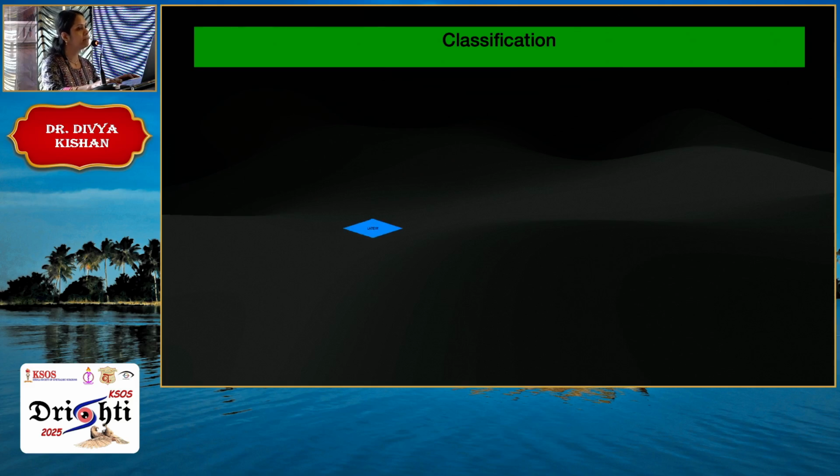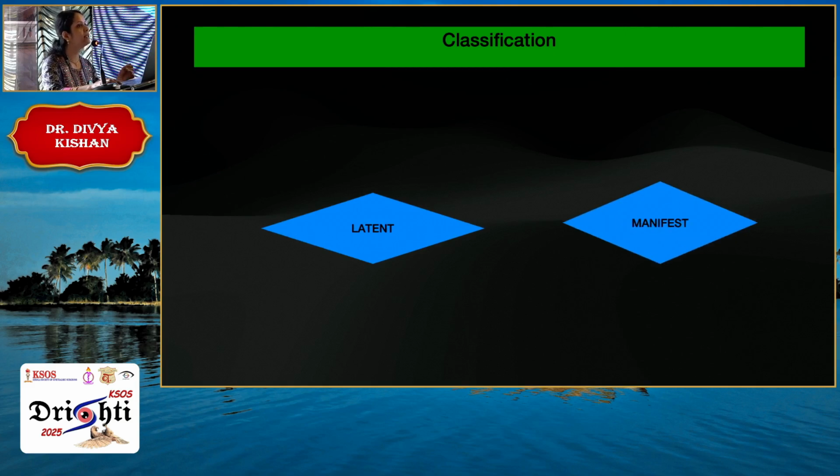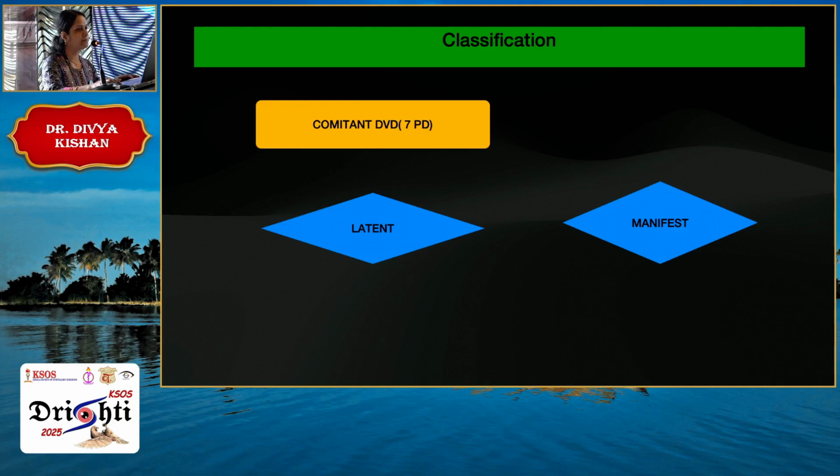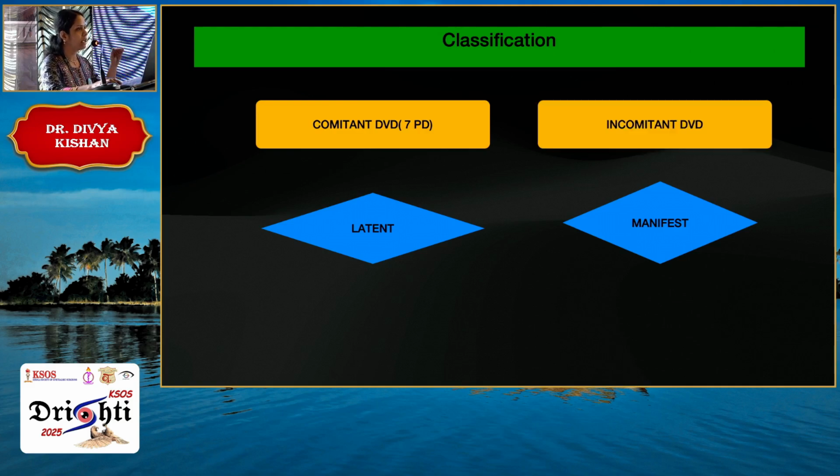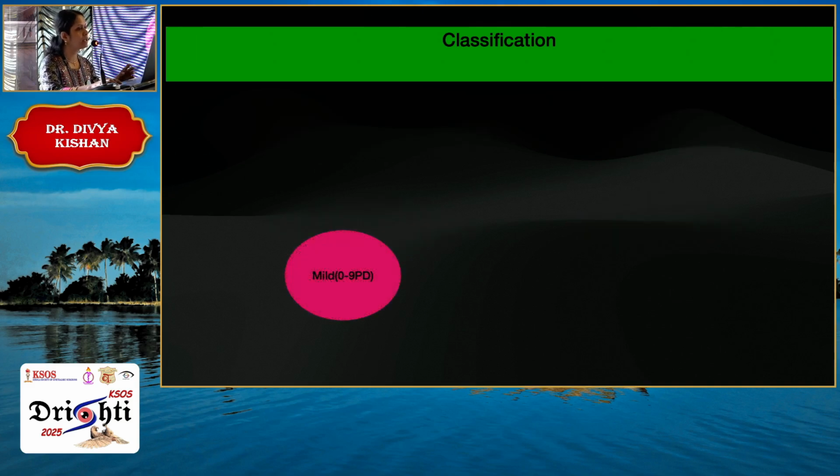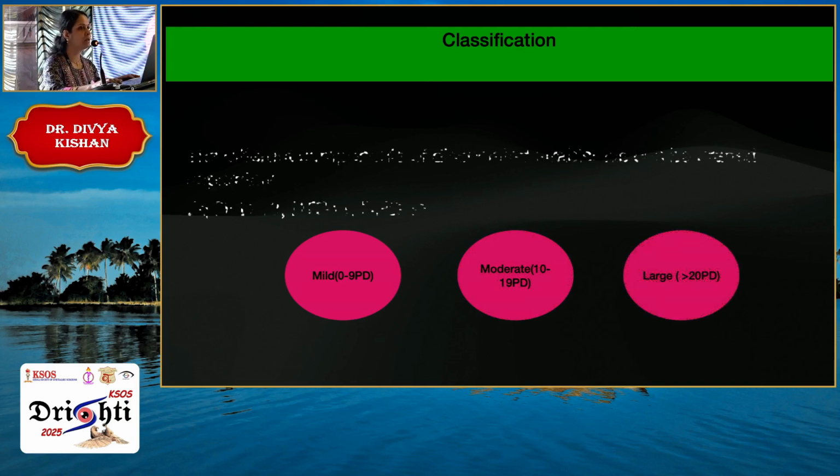So how do we classify DVD? DVD can be latent or manifest. Manifest means it occurs spontaneously, whereas in latent you need to dissociate the fusion in order to manifest it. Depending upon the amount of deviation in primary position, abduction and adduction, you can classify it as comitant and incomitant DVD. In a comitant DVD, the deviation is within 7 prism diopters in primary position, abduction and elevation. Whereas if it is more than that, it is called incomitant. Also, based on the degree of the deviation, it is mild when it is less than 10 prism diopters, moderate when it is less than 20 prism diopters, and large when it is more than 20 prism diopters.